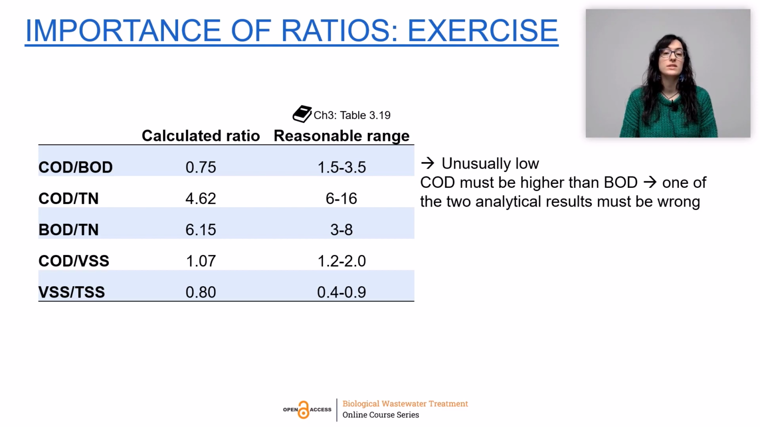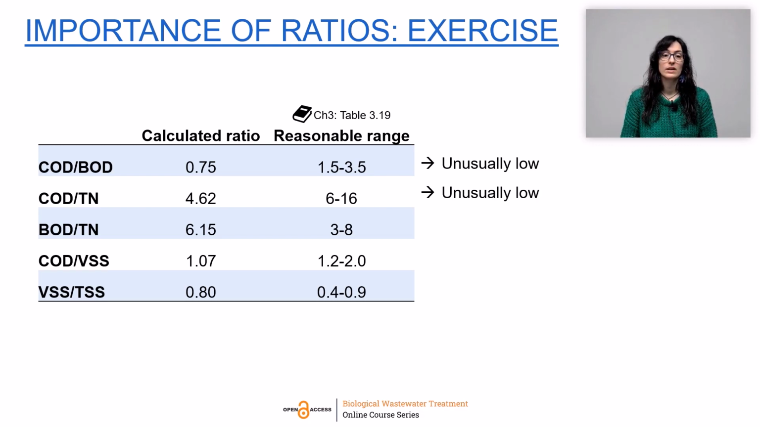If we start with the COD to BOD ratio, we can see that the calculated value is considerably lower than the reasonable range. In addition, if the ratio is lower than 1, this indicates that the BOD concentration is higher than the COD. But this should never be the case, since it's always the opposite. And this already indicates that probably one of the two analyses must be wrong. So we have seen that the COD to BOD ratio is unusually low, and the same happens with the COD to total nitrogen ratio. Again, the value is below the typical ranges.